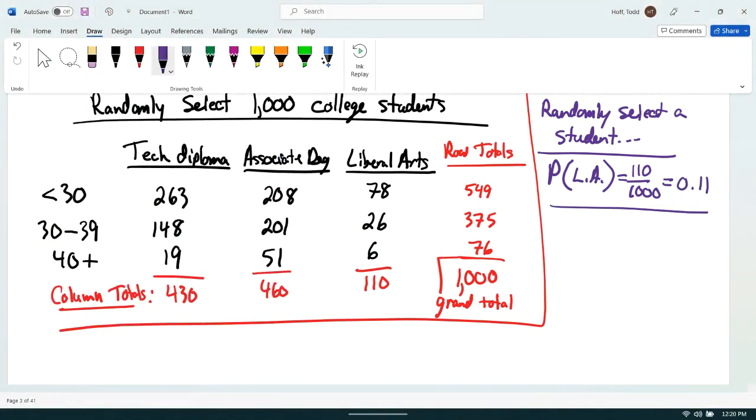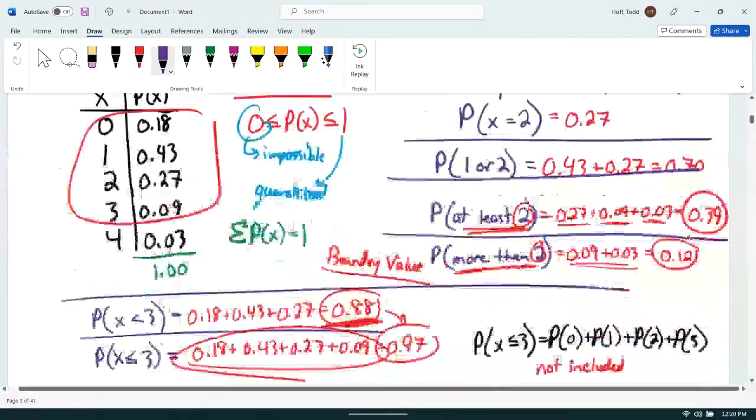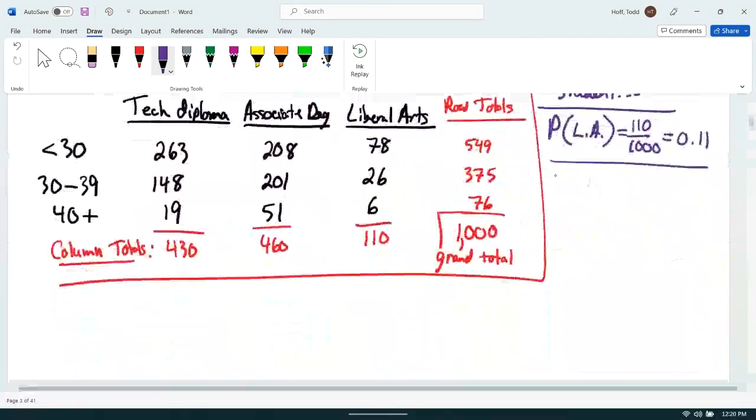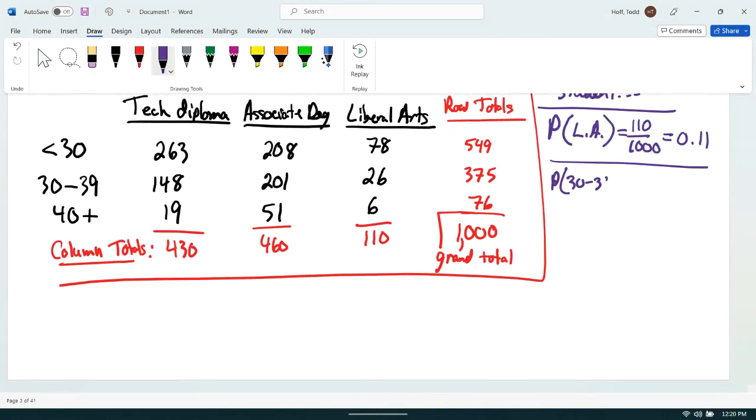Now, if I want to know what's the probability that a randomly selected student is in their 30s, 30 to 39. Well, look over here. I have 375 out of the grand total of 1,000, which of course is 0.375. Well, those probabilities aren't very interesting. We can find those pretty simply.